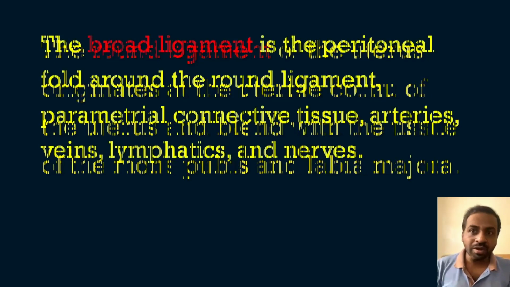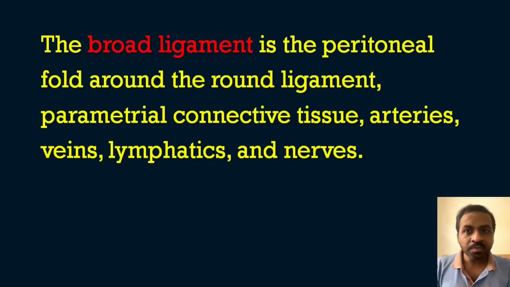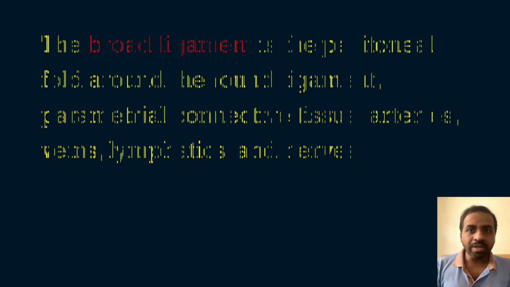So what about the broad ligament? The broad ligament is the peritoneal fold which surrounds the round ligament, and it contains parametrical connective tissue, arteries and veins, lymphatics and nerves. So that is the broad ligament. The arteries, veins, lymphatics and the nerves pass through this broad ligament, which is a peritoneal fold. Then the other ligament is the cardinal ligament, which we have already explained.